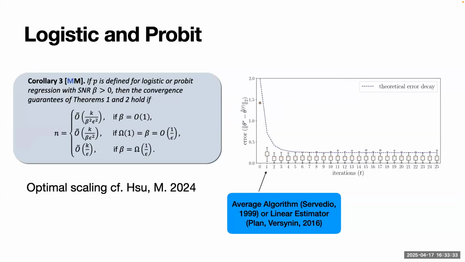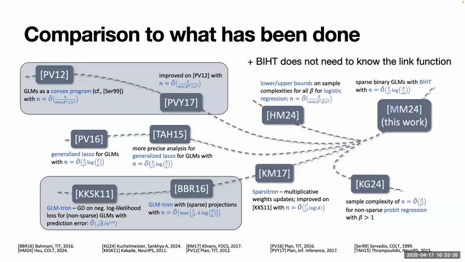One other advantage compared to GLM-tron, but not compared to, say, something like Babak's work, is that we don't need to know the link function. In this work, they have to know the link function to set up the loss, like the negative log likelihood.